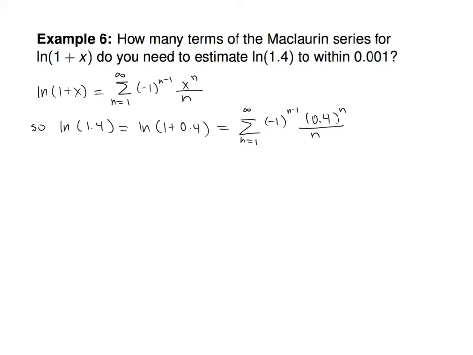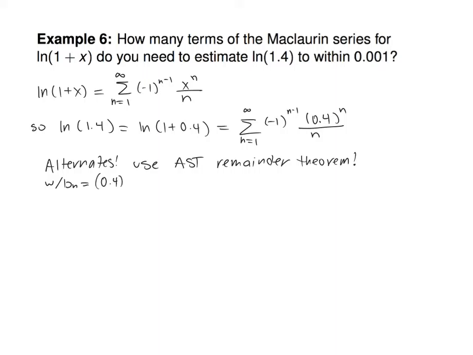And you should do a happy dance whenever your series is alternating. Is this series alternating? Yeah, this series alternates. So we're going to use the AST remainder theorem. Since we're talking about an alternating series, remember that we have a negative 1 to the power component, and then we have the thing that your book calls b sub n. So what is b sub n in this case? 0.4 to the n over n.